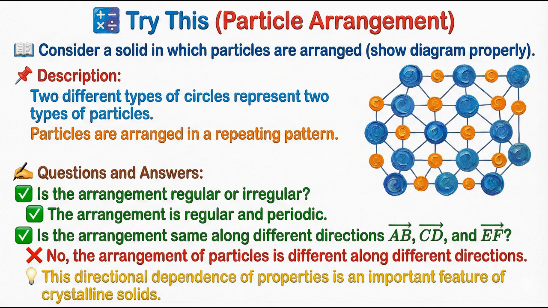Let us answer the following questions. First question: is the arrangement of particles regular or irregular? The answer is, the arrangement is regular and periodic. Second question: is the arrangement of particles the same along different directions, such as direction AB, direction CD, and direction EF? The answer is no. The arrangement of particles is different along different directions. This directional dependence of properties is an important feature of crystalline solids.